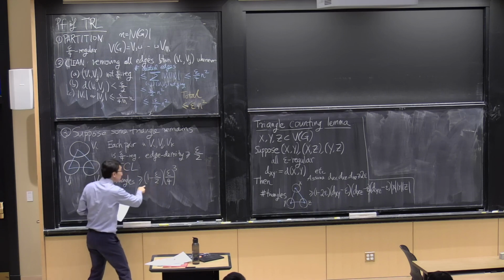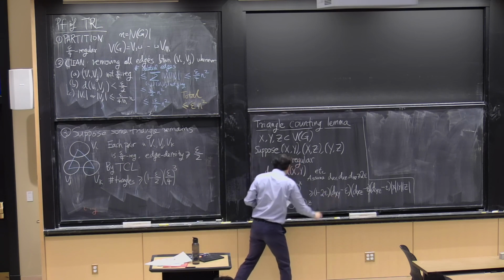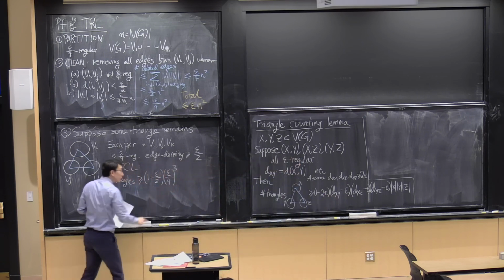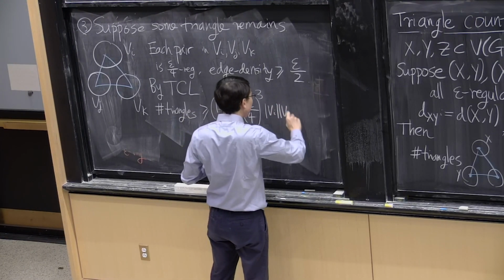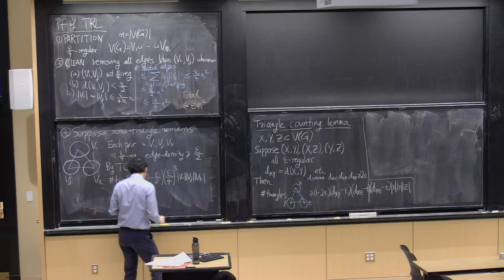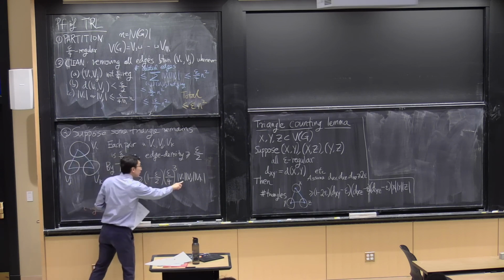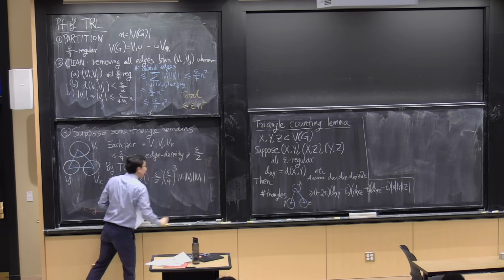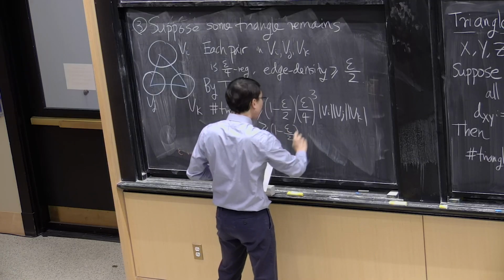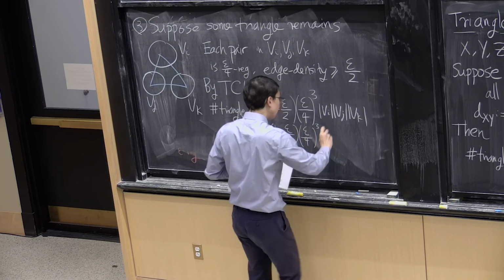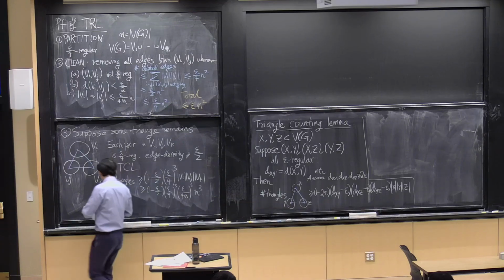So that's a correction factor, 1 over this 2 epsilon. And then a bunch of densities. The densities are not too small, so I have at least epsilon over 4 cubed, multiplied by the sizes of the vertex sets. And now I use the fact that these part sizes are not too small. So I have that.